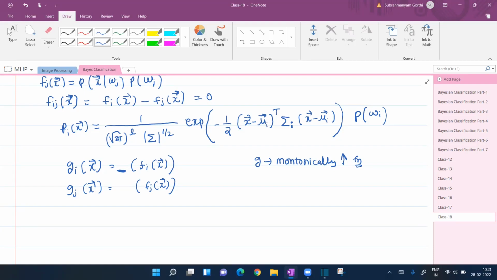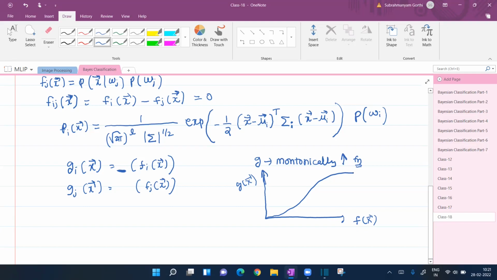As we have discussed, you all know what a monotonically increasing function is. For example, here f of x bar is on the x-axis and on the y-axis I have g of x bar. If my f of x bar value is increasing, g of x bar is also increasing. Then it is called a monotonically increasing function. Now the question is, okay, strictly monotonically increasing also you can consider.